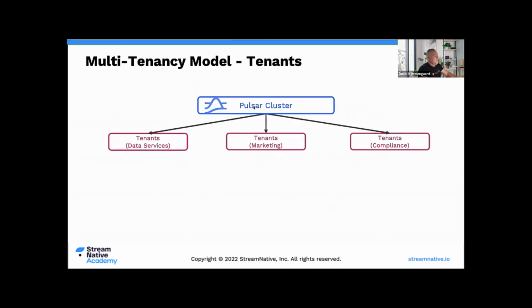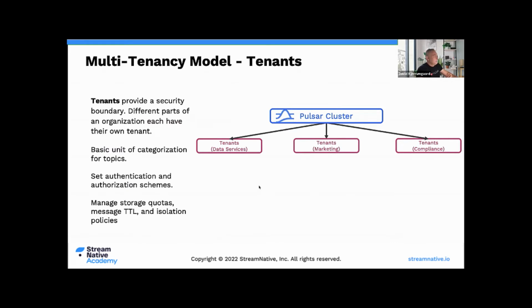From a logical perspective, within each cluster, you can have multiple tenants, right? So think of it as a data services tenant, a marketing tenant, and a compliance tenant. These would represent different logical or sub-organizations within a larger organization. So again, they provide an organizational security boundary, and they're the basic unit of categorization for topics. Everything must belong to a tenant and a namespace, but the very basic one is which tenant you belong to first. And again, you can manage different storage and isolation policies at the tenant level and the namespace level.